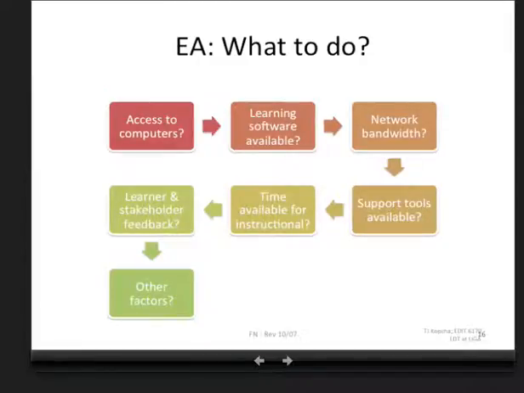If you're going to use computers, what does that access look like? Is there learning software available, and what does it look like? Bandwidth is a big one. Support tools available, what do they look like? What kind of time is realistically available for instruction, and how can you make the best use of it? What do your stakeholders think about this? What do your learners think about it? And there might even be some other factors that we haven't talked about, but this should stimulate some thinking for you, because you're about to head out and do your own brief needs assessment.